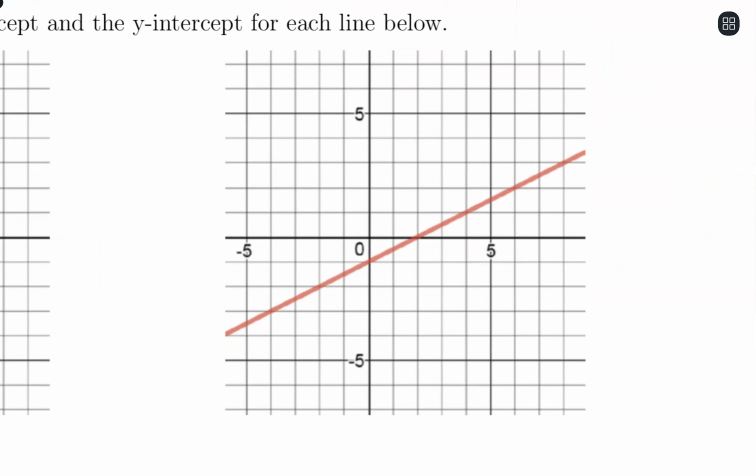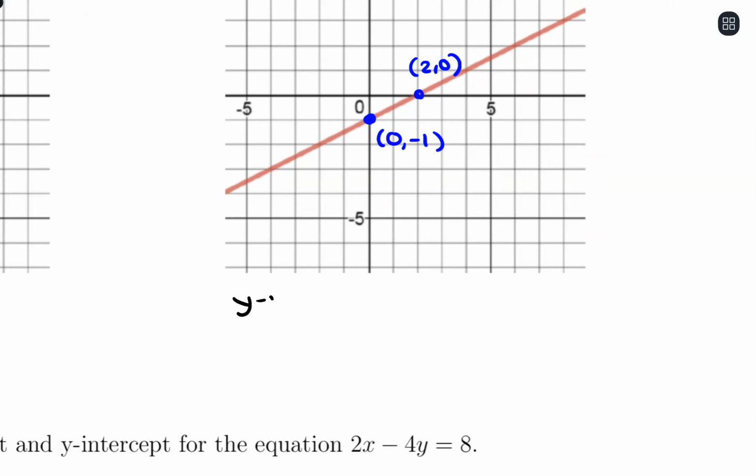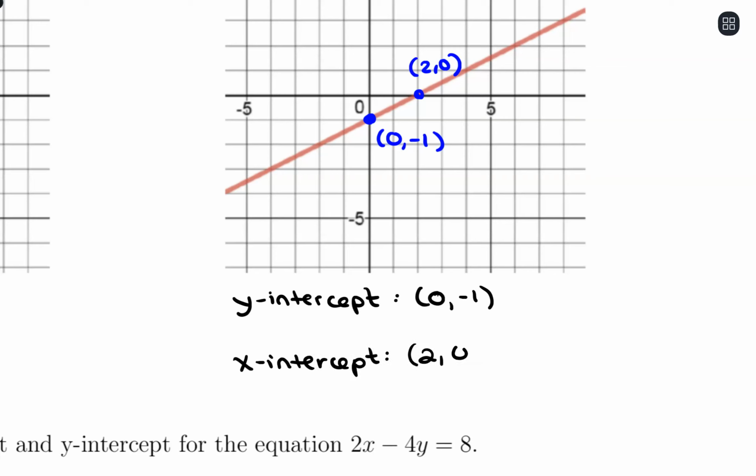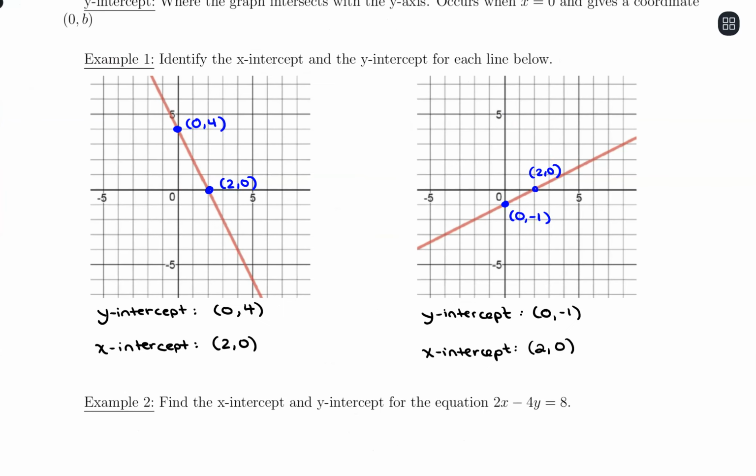And just one more example here. Here, if we check our 2 points, so we have this coordinate 0, negative 1. We also have the coordinate 2, 0. So with this, the y-intercept is where we're intersecting that y-axis, which is happening at 0, negative 1. Then the x-intercept is where we're intersecting the x-axis, which is occurring at 2, 0. So from a graph, we're just looking at coordinates that are on the x and y axis.